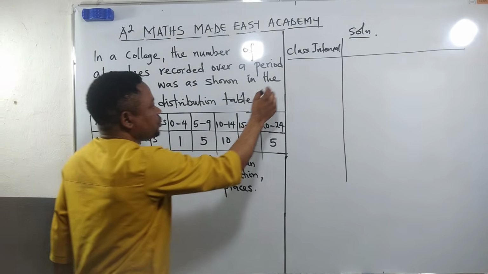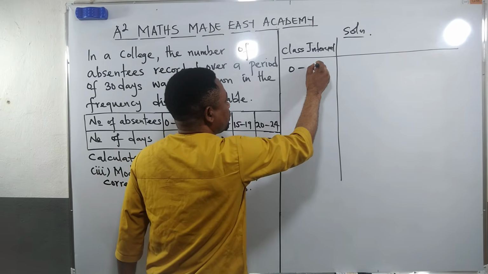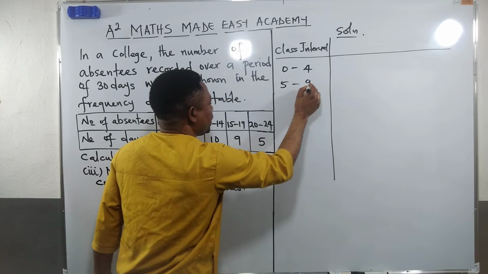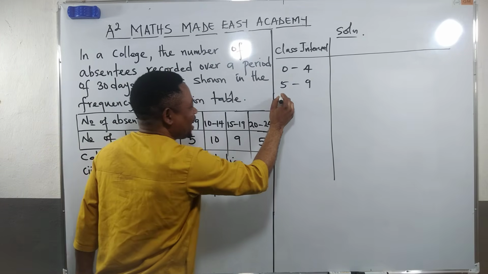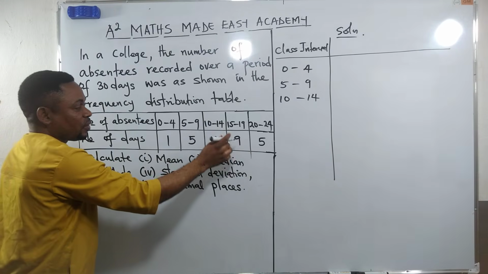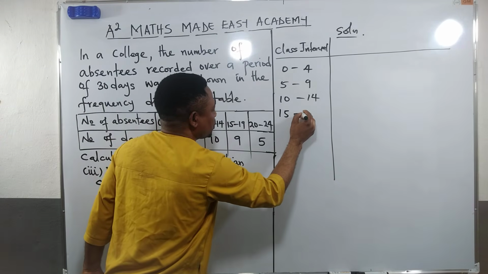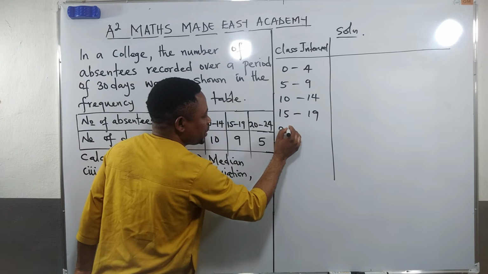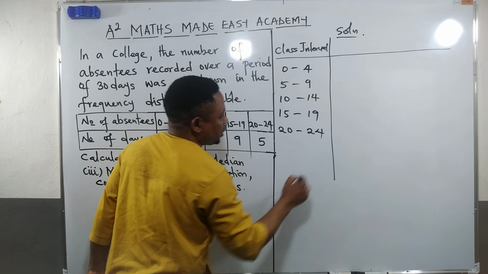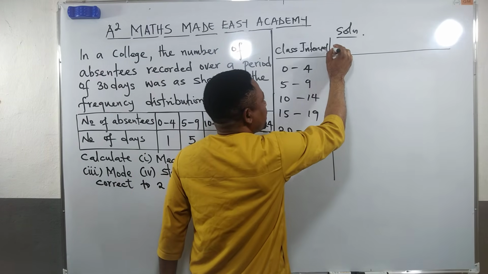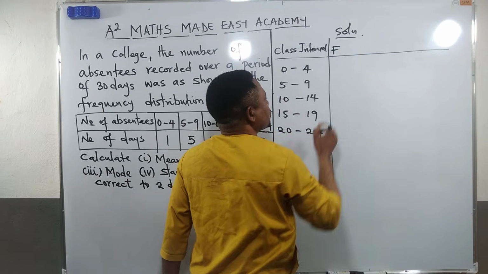The first one ranges from 0 to 4. Then the second one ranges from 5 to 9. The third one ranges from 10 to 14. Are you with me? The fourth one ranges from 15 to 19, while the last one ranges from 20 to 24. Now, after the class interval, the next column we are going to introduce is called the frequency.